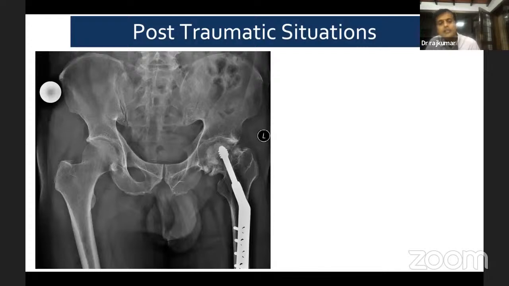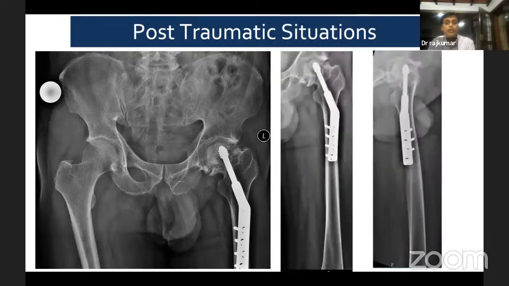Next, this is the third situation. Again, a very common situation: a DHS implant, put for various fractures, even neck of femur fractures, which undergo DHS in many places. Here, for a neck of femur fracture, they have put a DHS. But look at the plate, where the plate is. The plate is almost very anterior. That is one thing. And the second thing is a very long DHS plate, almost like a four-hole plate.